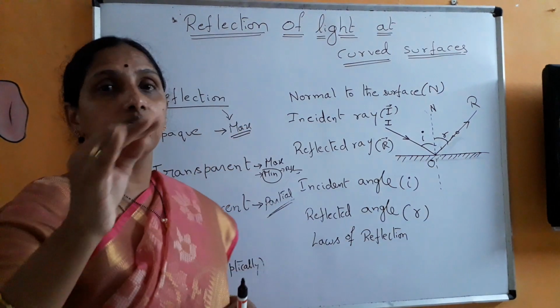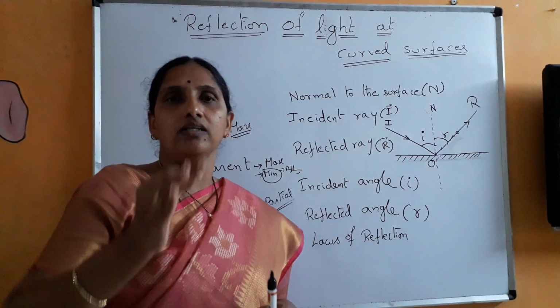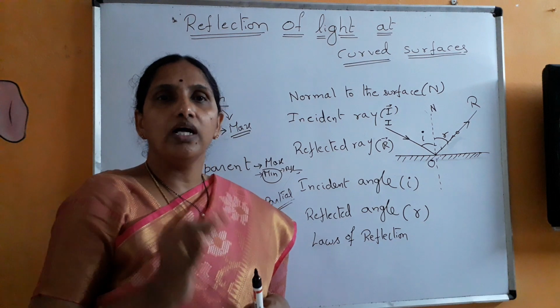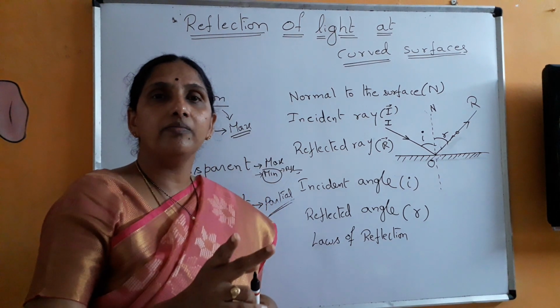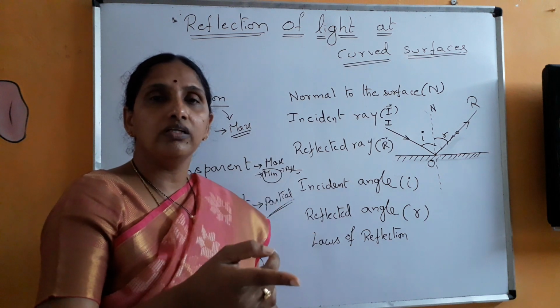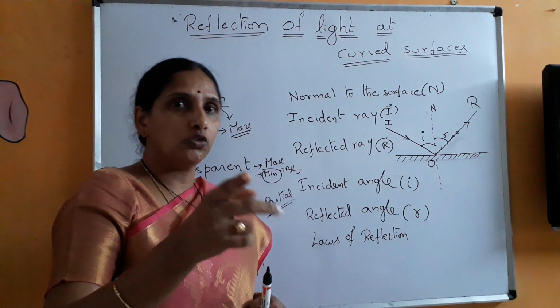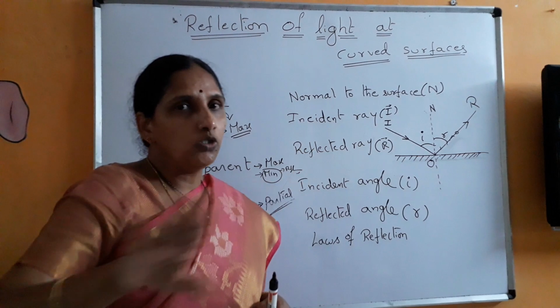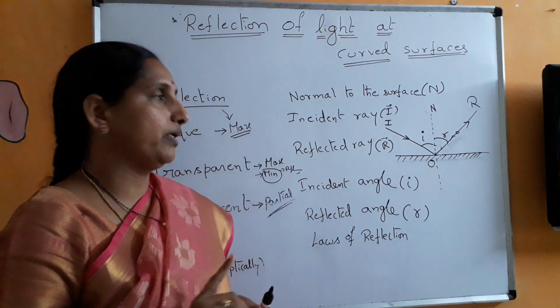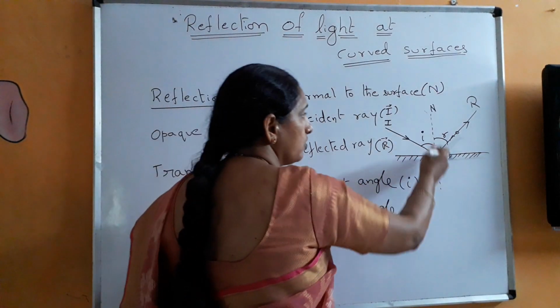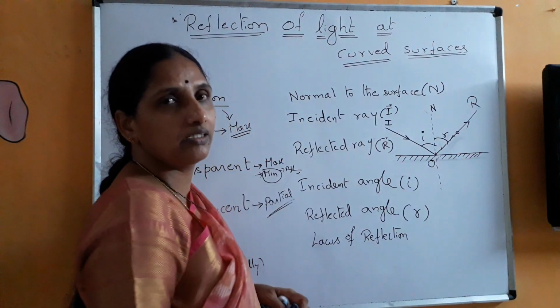So, either the angle of incidence or the angle of reflection, you have to always keep in mind that it is the angle made by the incident ray with the normal as well as the reflected ray with the normal, but in no way with the surface. You have to remember that one. That is why drawing the normal is very, very important.